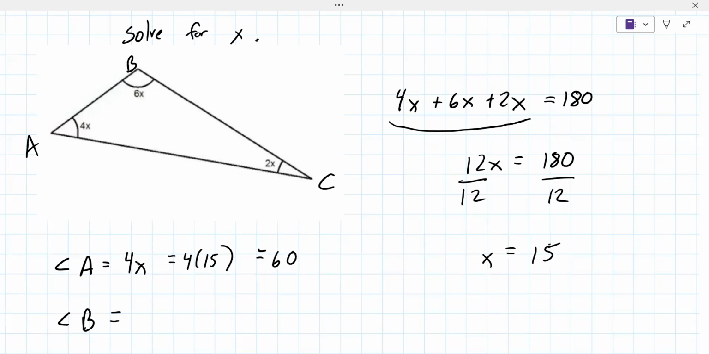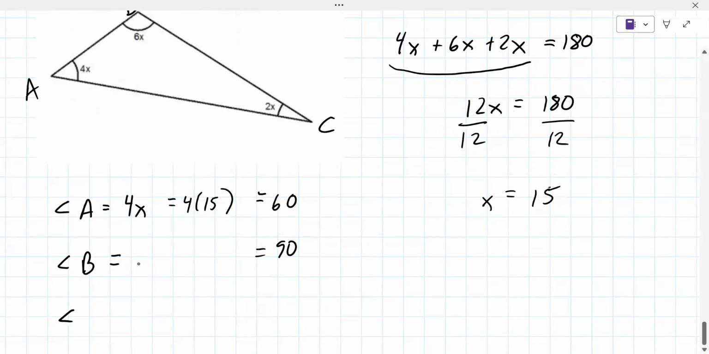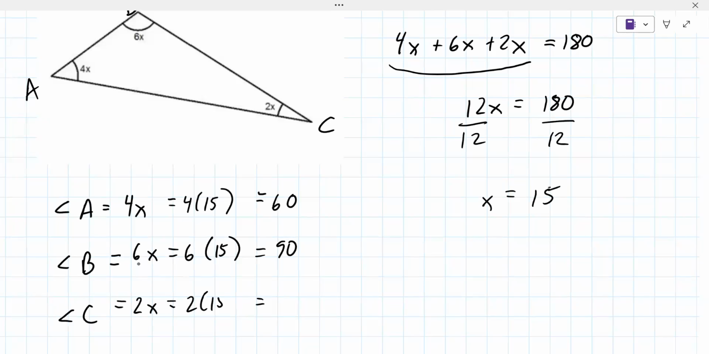Angle B, could you calculate that for us, please? 90? Okay. And then do the same thing for angle C. 24? Try again. That's a 2-degree angle, right? Wait, it's 2 times x. 30? 30. I think I pressed the wrong button on the calculator.